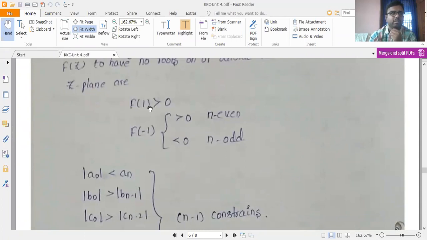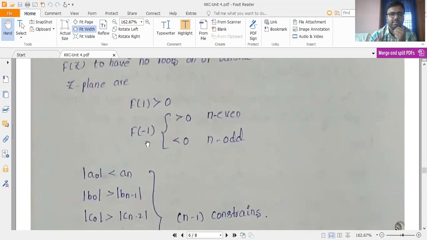That means in the polynomial f of z, you have to substitute z is equal to 1. After substitution of z is equal to 1, the value of f of 1 should be greater than 0. And after that, you have to substitute minus 1.